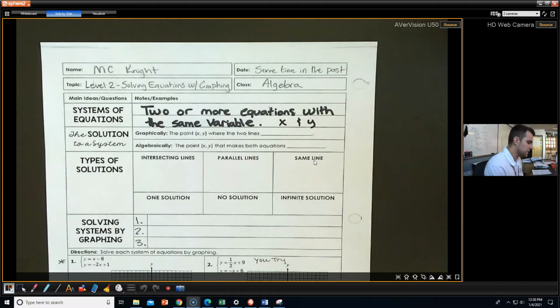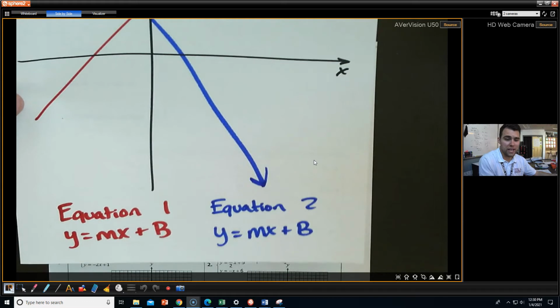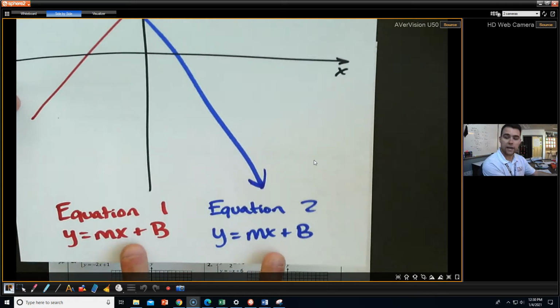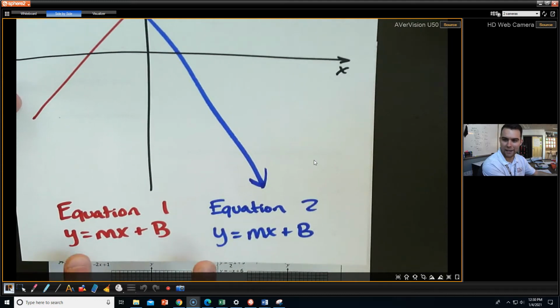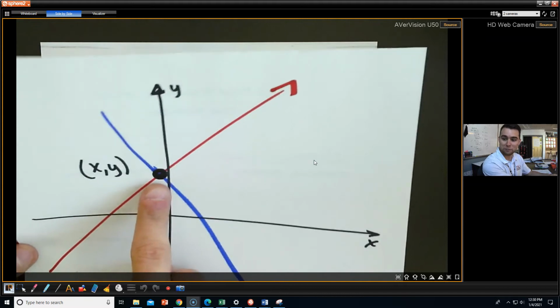So let's start off with this. We're talking about systems of equations. That's what Unit 5 is. And a system of equations is just two or more equations with the same variable. They share an x and a y typically, okay? And if we look at both of our equations, they're just general equations, right? I didn't even tell you what m and b were for either of them. But they both share an x and they both share a y, right? And if you look, they absolutely do share an xy right here.